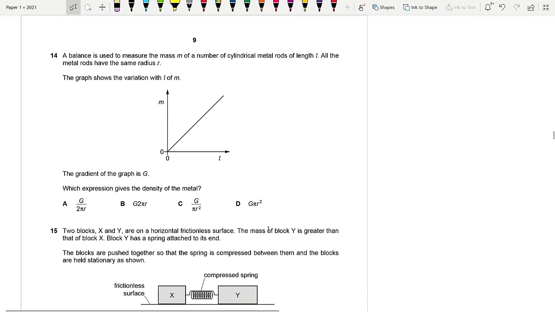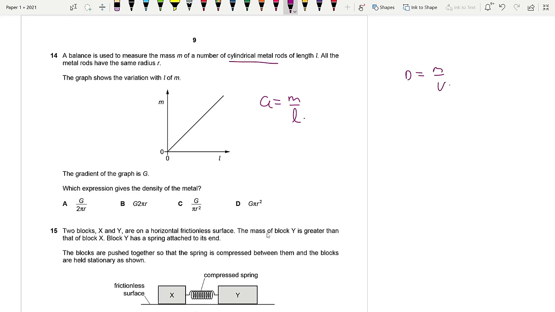Moving on to 14, a balance is used to measure the mass M of a number of cylindrical metal rods of length L. All the metal rods have the same radius R. The graph shows the variation with L of M. The gradient of the graph is G. Which expression gives the density of the metal? Okay, so the gradient is actually M by L. And we know that density is equal to mass by volume.